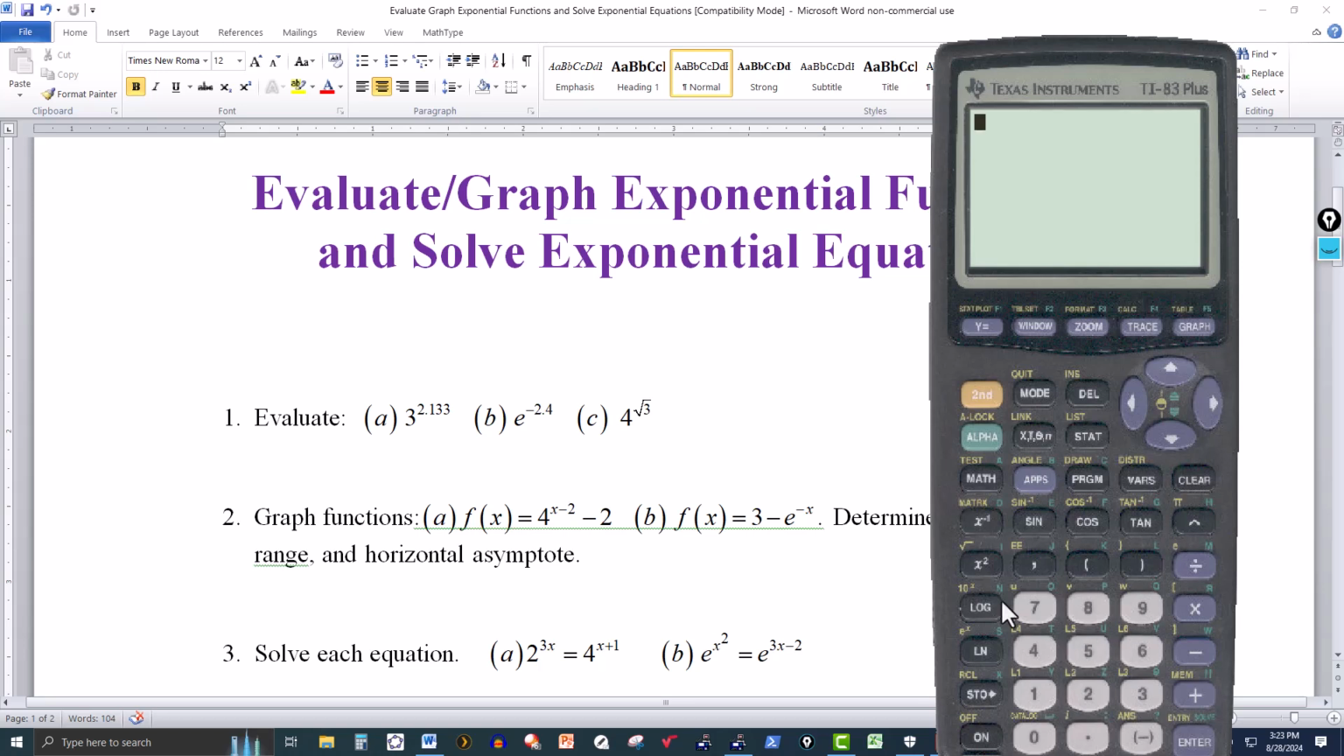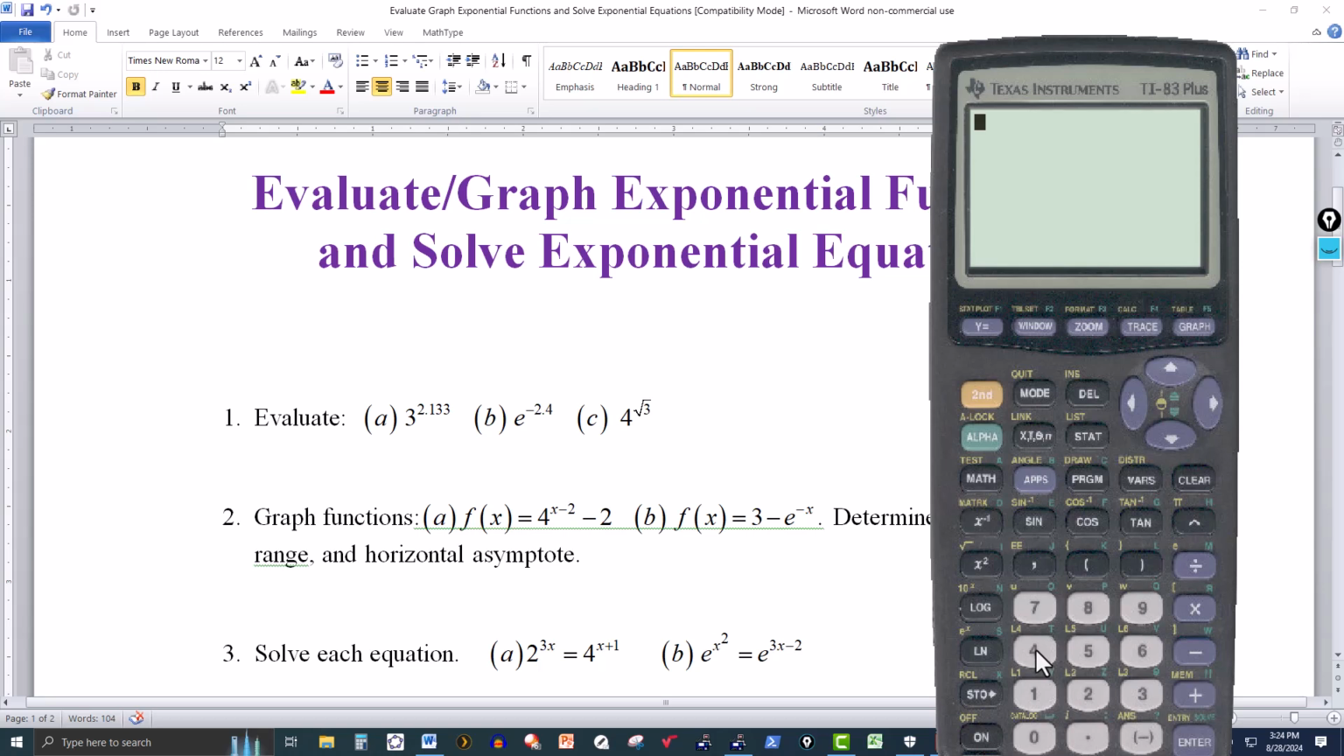For part B, we have the exponential e. So let's get second here, get this expression here, and then we enter a negative 2.4, close the parentheses, hit enter, and we get 0.091, a decimal 0.091 to 3 places.